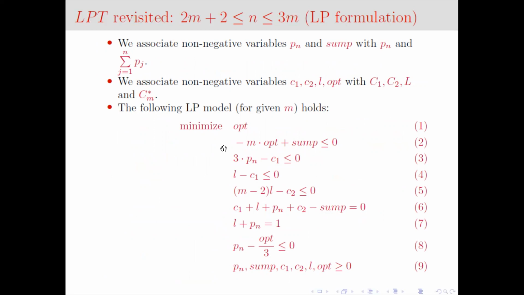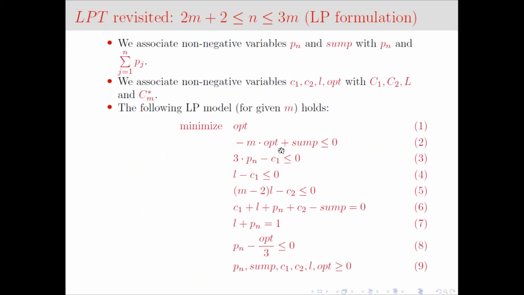The only issue is that for the time being, this is not a linear programming formulation, because we have these variables. So we associate variables Pn, sum P, where Pn is the processing time of the smallest processing time job, sum P is the sum of the processing times, and then the variables C1, C2, L, and opt that correspond to capital C1, capital C2, capital L, and Cm star.